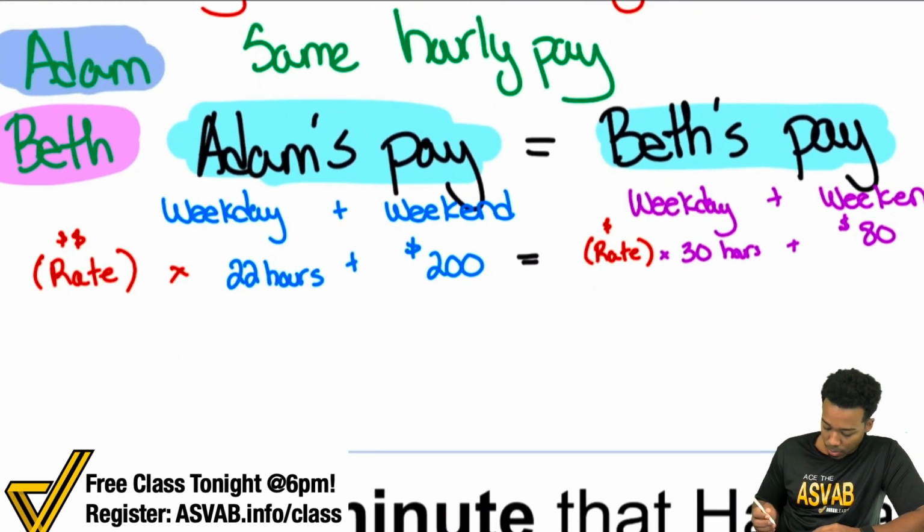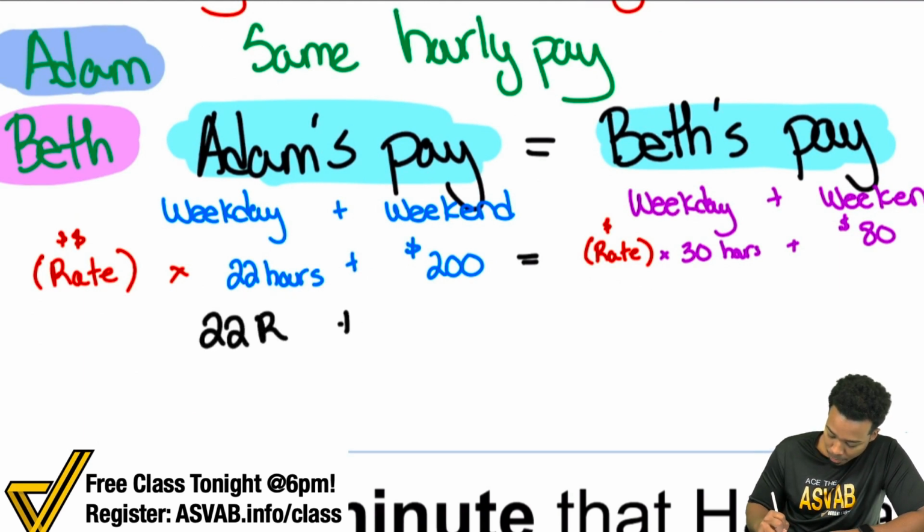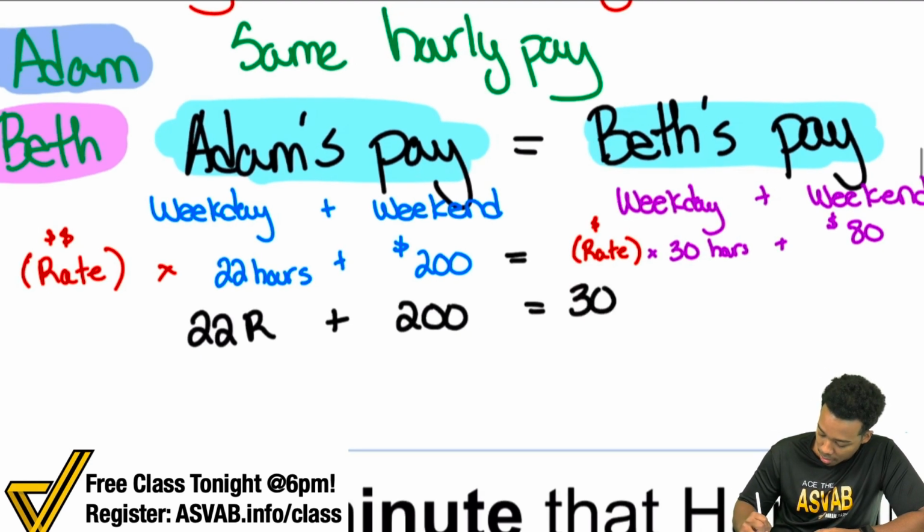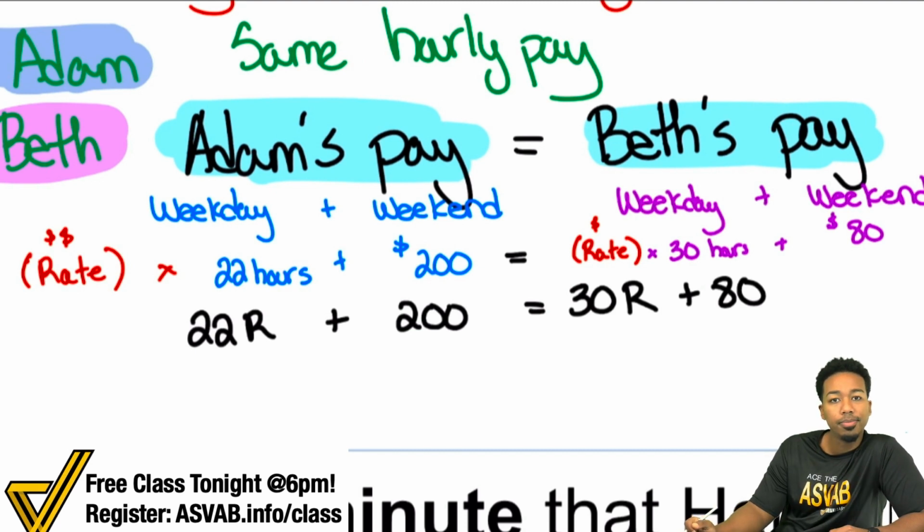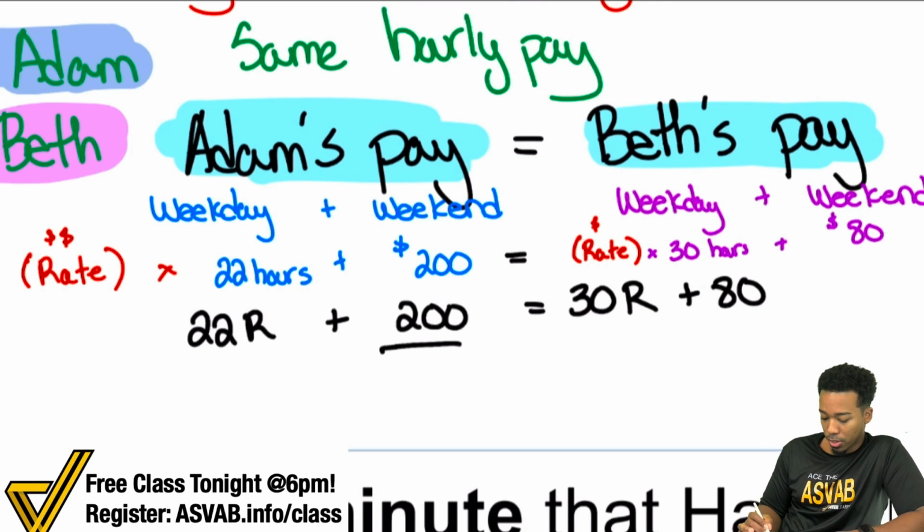So with that said, here we go. We'll have over here, combine this, 22 times R plus 200 equals, and then we have 30R over here plus 80. There's our equation. 22 hours times blank dollars per hour plus 200 equals 30 times however many dollars per hour plus 80.